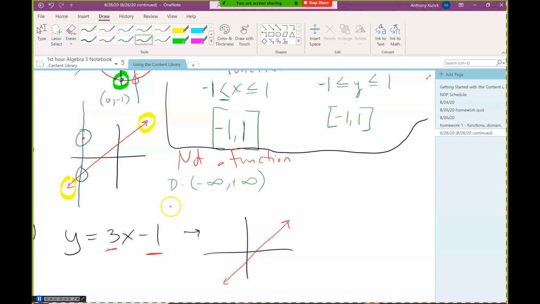So the range. What should the range be? Yeah, it's going to be the same thing, negative infinity to positive infinity. Very good. Why did that extra point not matter?